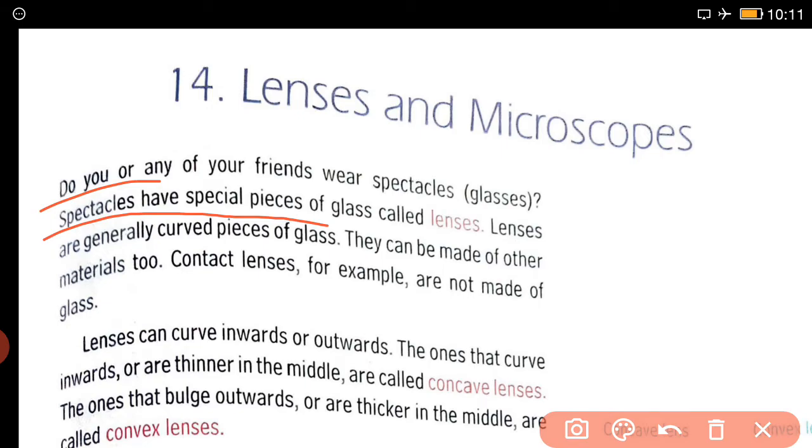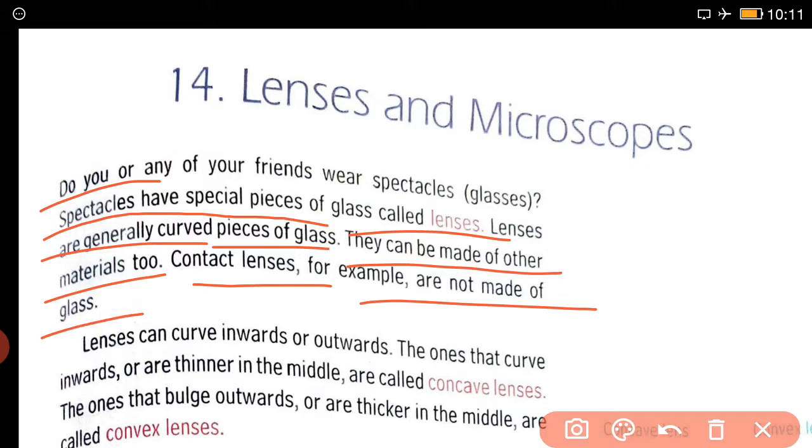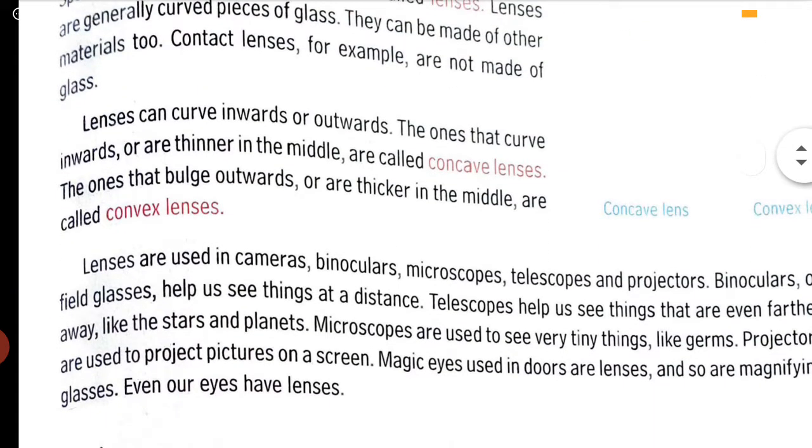Spectacles have special pieces of glass called lenses. Lenses are generally curved pieces of glass. They can be made of other materials too. Contact lenses, for example, are not made of glass. Lenses can curve inwards or outwards.